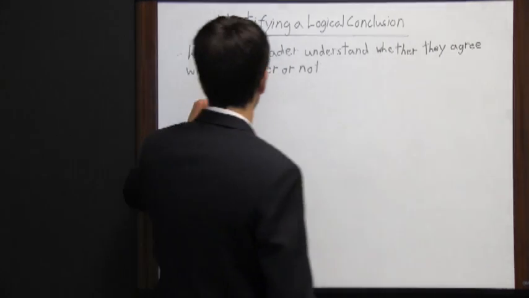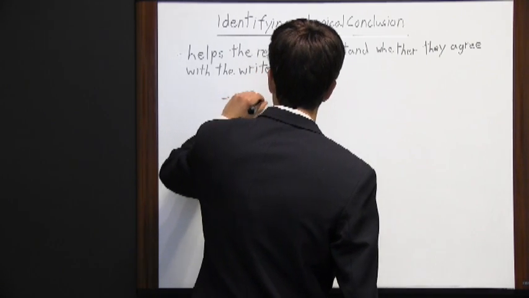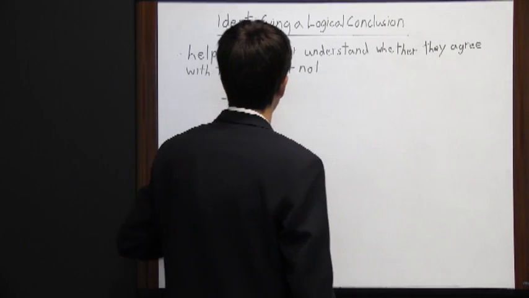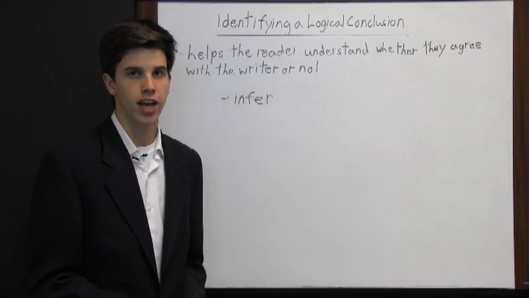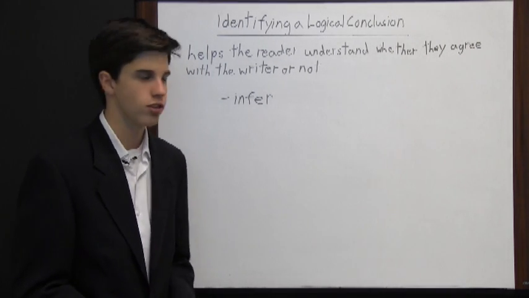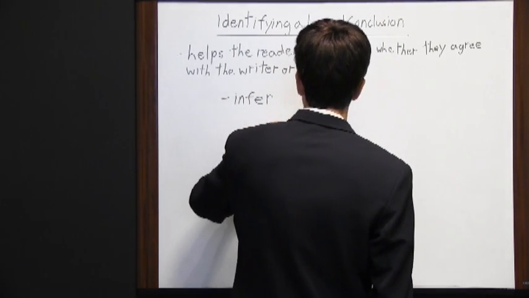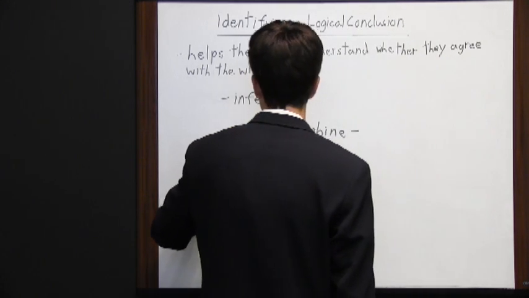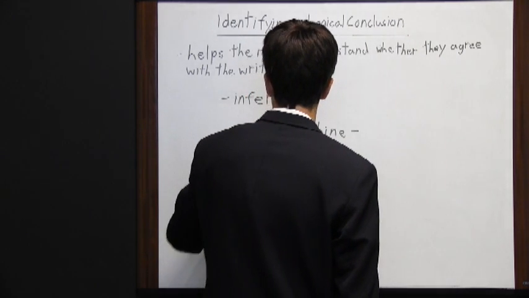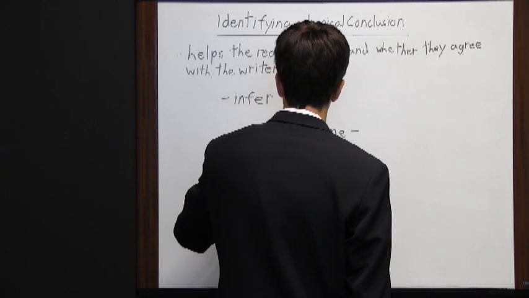So you're going to need to infer a lot, or make an inference. And to infer something just means to take what you already know and combine it with something else to draw a conclusion. So it's pretty self-explanatory. And so what you're going to have to do is combine two things: what you already know with the information found in the text.